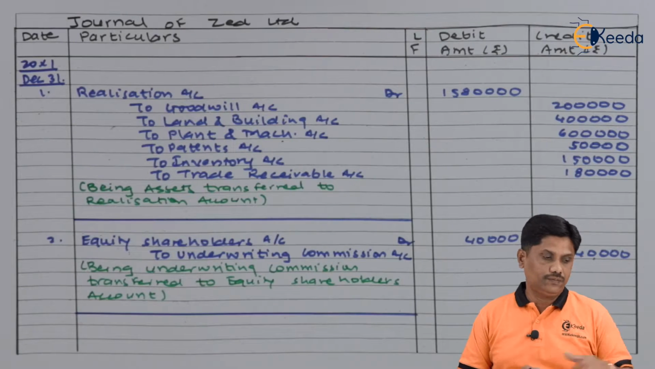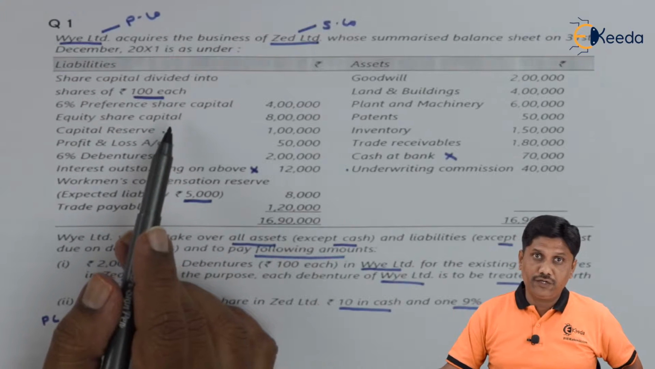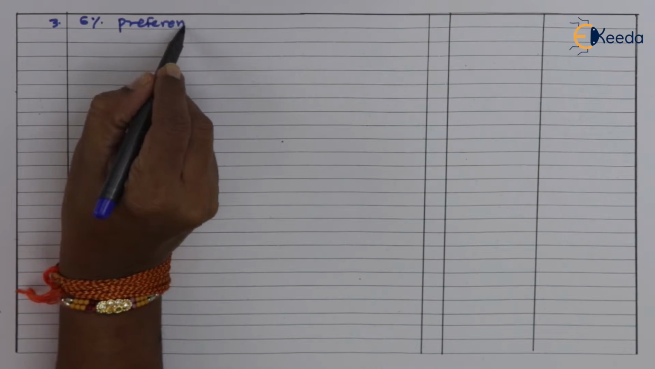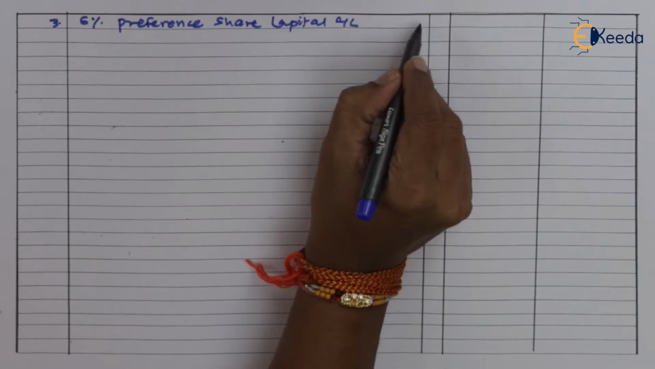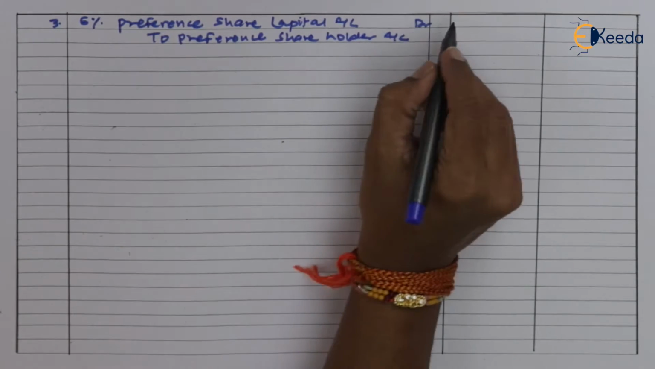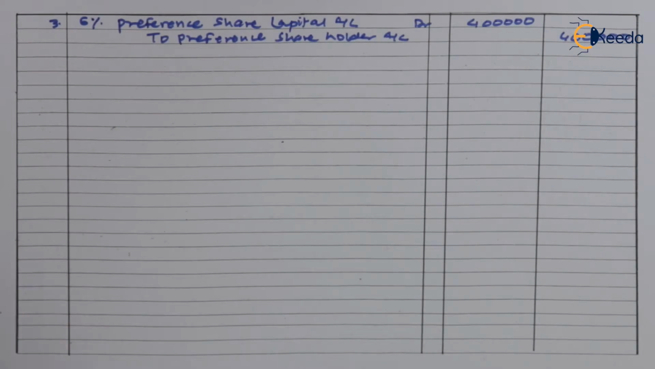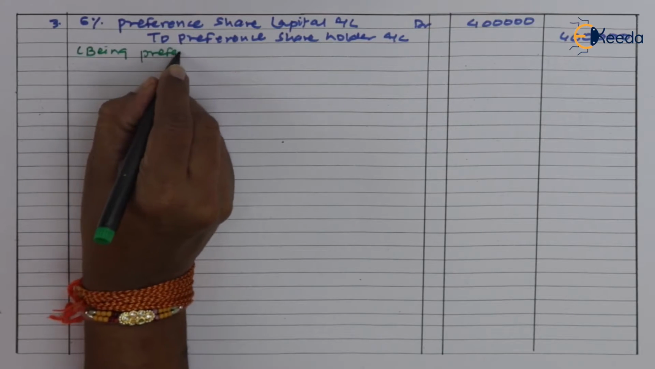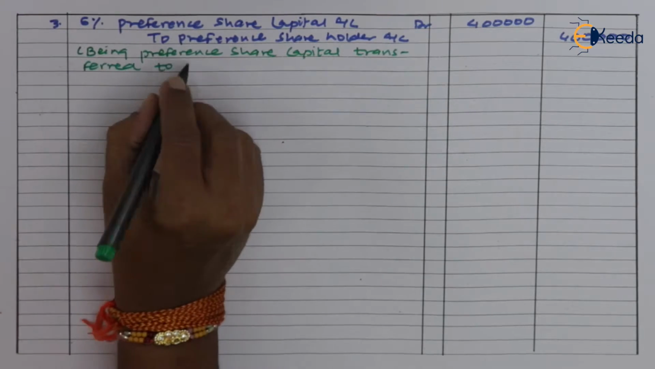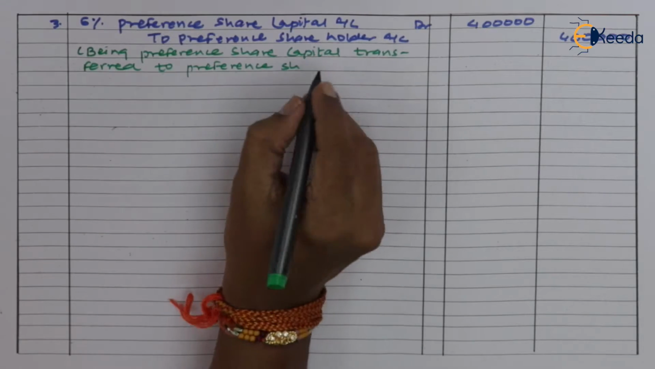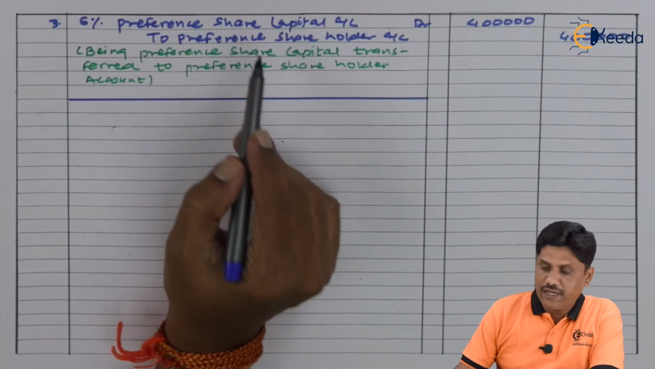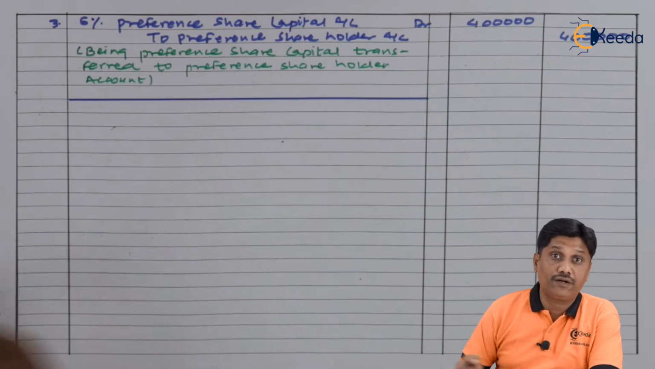Let us see the liability side. Preference share capital I will transfer to the preference shareholder account. So our entry is preference share capital account debit to preference shareholder, being preference share capital transferred to preference shareholder account.